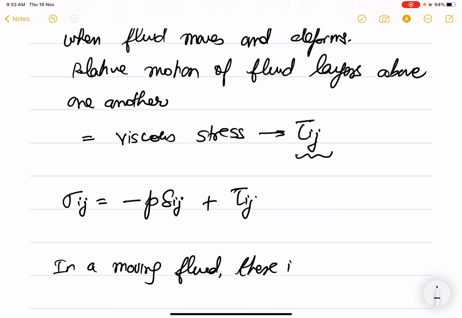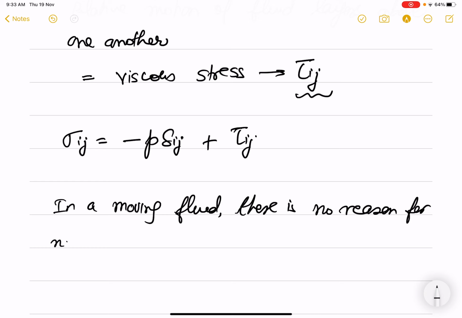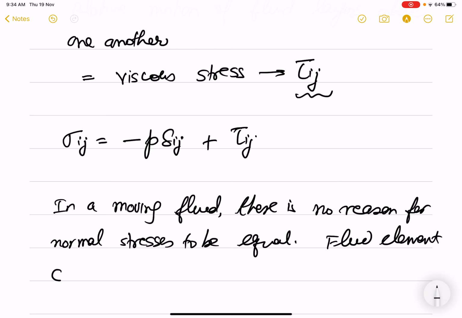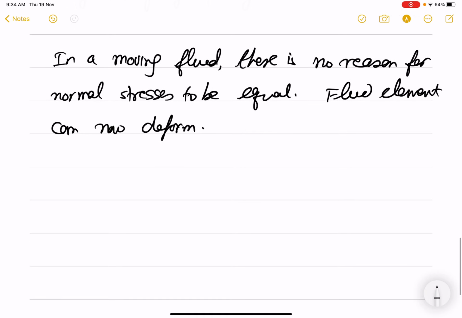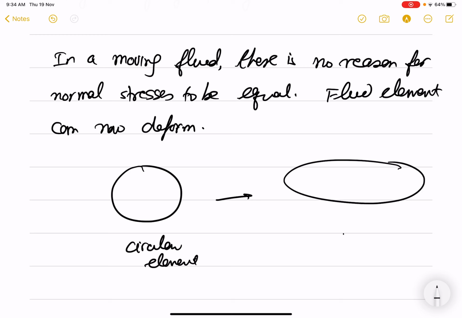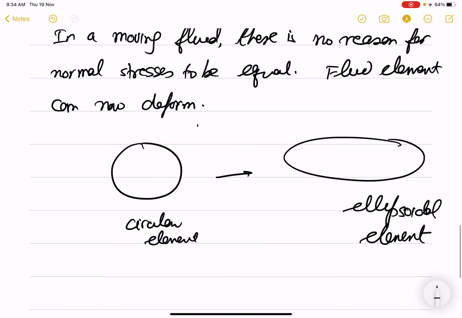Now notice, in a moving fluid, there is no reason for the normal stresses to be equal, because the fluid element can now deform. So, for example, if we have a circular element to start with, it can change to an ellipsoidal element. If the forces are there which are pulling it like this, it could change. This is in a moving fluid.